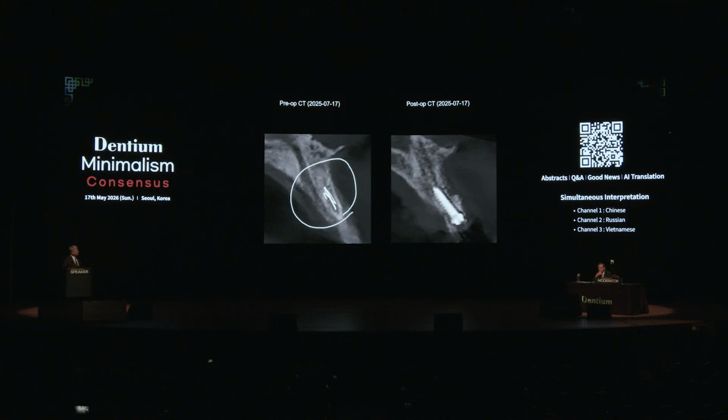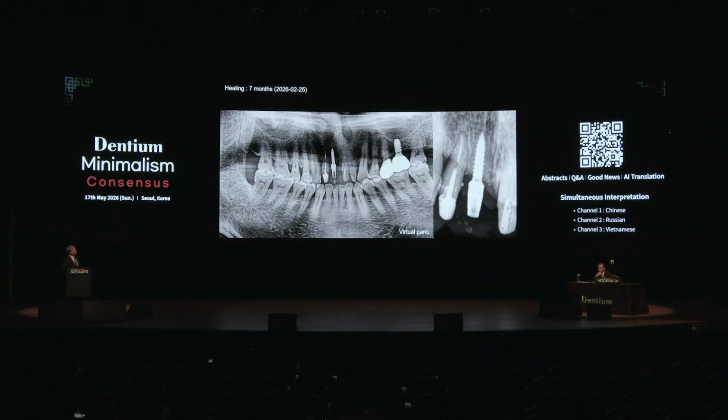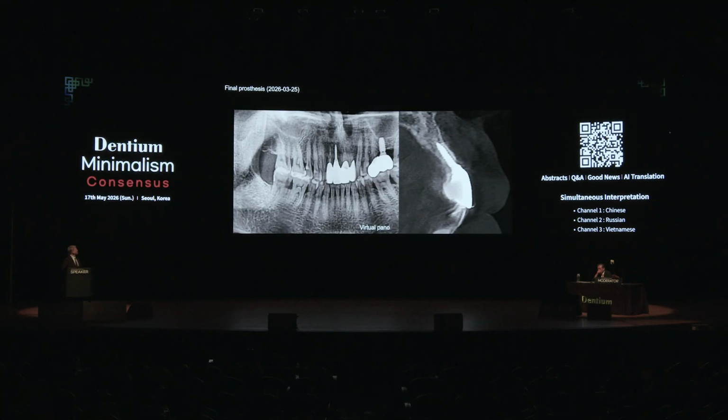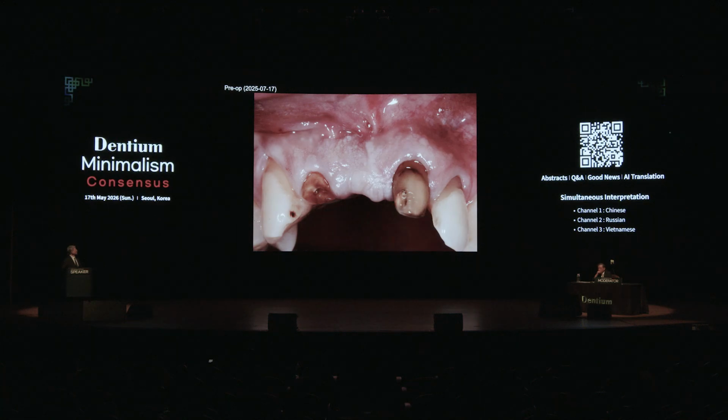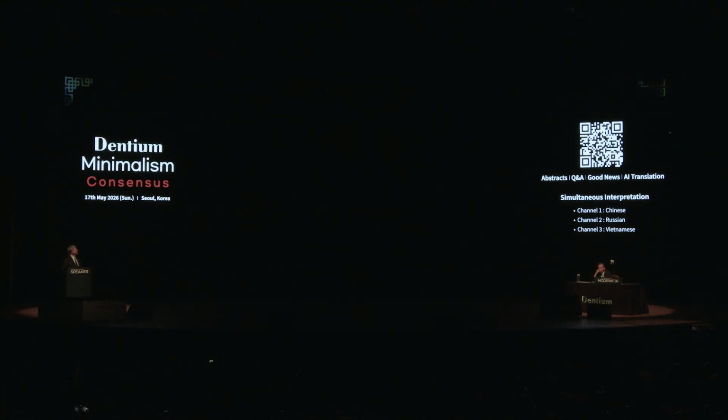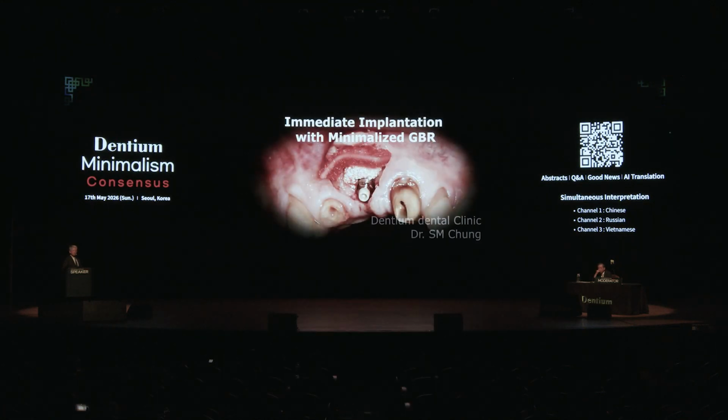That's the reason we selected the 2.5 diameter implant, a very narrow one. At the time of the second surgery, 7 months later, we can see that the bone has been remodeled. After the final restoration, we can also see that the surrounding bone is very well maintained. Before the surgery, this is a video of the case.